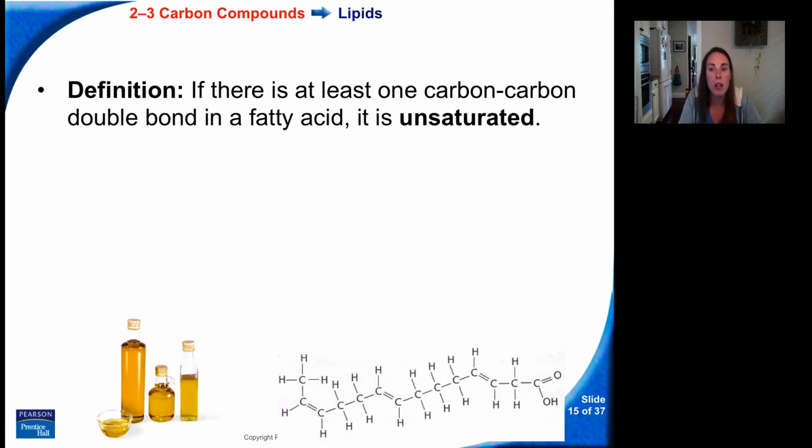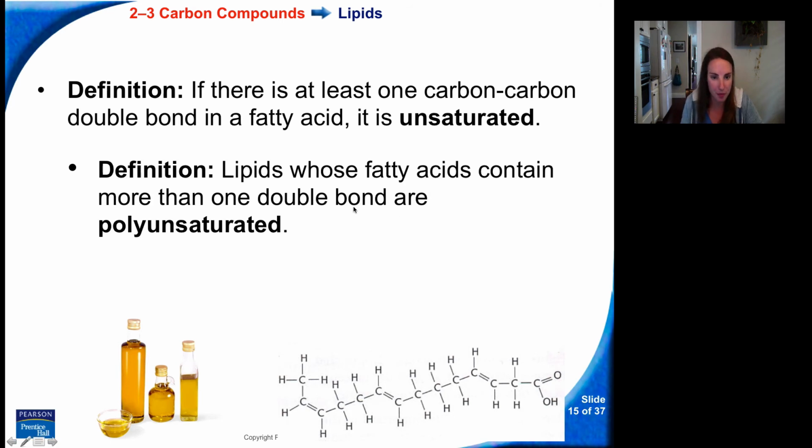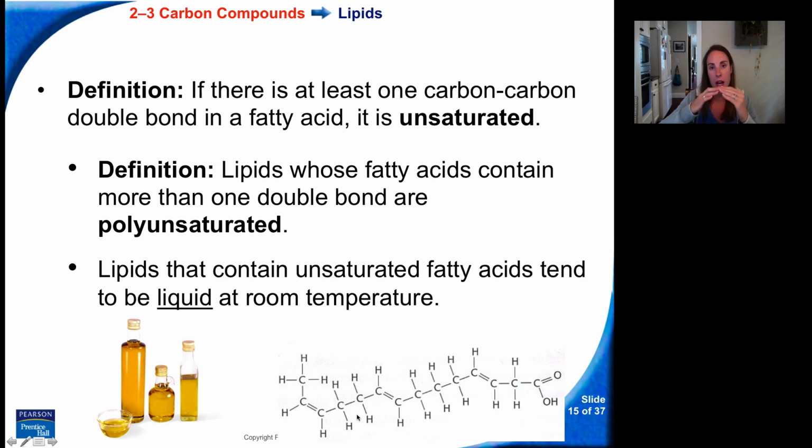So if there is at least one carbon-carbon double bond in a fatty acid, it's said to be unsaturated. Lipids whose fatty acids contain more than one double bond are called polyunsaturated, many unsaturated. So here's an example. We have 1, 2, 3 double bonds between the carbons. So this is a polyunsaturated fat. And because we have these double bonds, what happens is the molecule kinks and it's not as uniform, so it can't stack together, which is why generally unsaturated fats are liquid at room temperature. So like your oils.